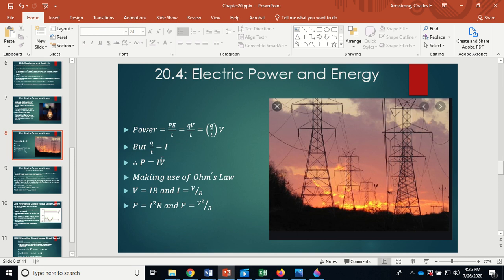Okay? So making use of Ohm's law, voltage equals I times R, I equals V over R. So you just plug, for example, if you plug IR in for V, you get I squared R. If you plug in V over R for I, you get V squared over R. Okay, so three different ways to get the power. So if you know two of the three, the current, voltage, and resistance, you can easily figure out the power. Obviously, if you know two of the three, you can get the third one and figure out power with any equation you want of those choices.